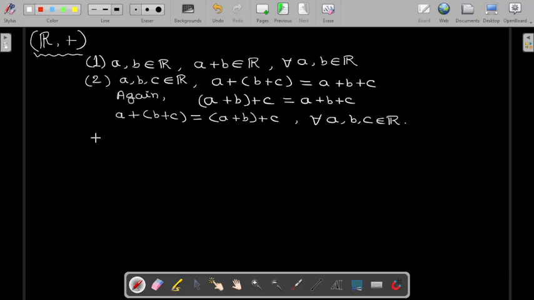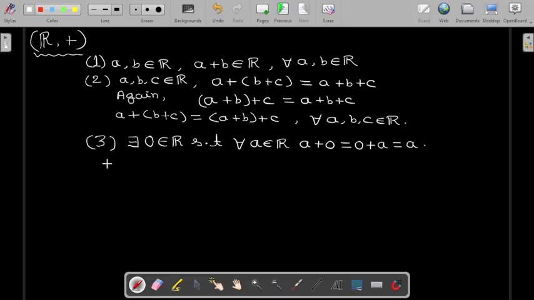Now we move on to the third property, that is finding an identity. So what will be the identity here? The identity is the zero element, because we have taken the composition as addition. So there exists an identity element 0 belonging to the real numbers, such that for all A belonging to the real numbers, A plus 0 equals 0 plus A equals A. So the third property is also satisfied.